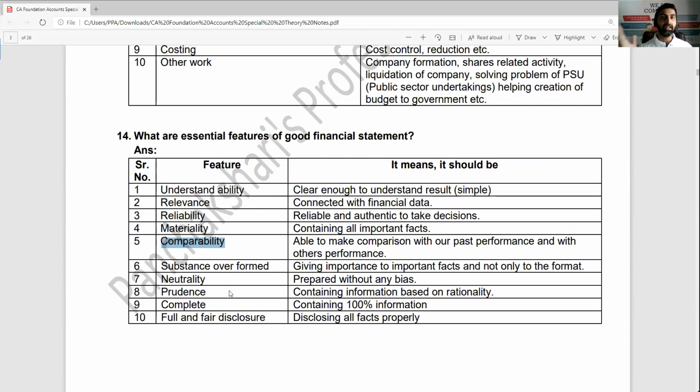Materiality. Material means important. All the material, that is important facts, must be disclosed properly in the books of account. Comparability. It must be comparable. Your own performance must be compared with the earlier year, as well as your performance can be compared with that of others. Substance over form. It should be form, F-O-R-M. Substance means importance. Sometimes some things are there which are not given in the format, but it is required to be disclosed, then disclose it properly.